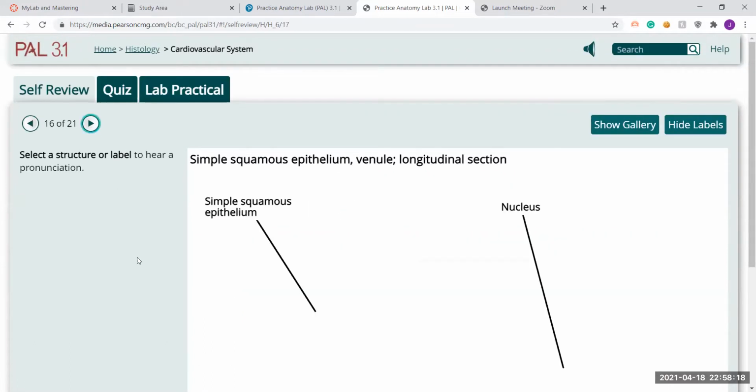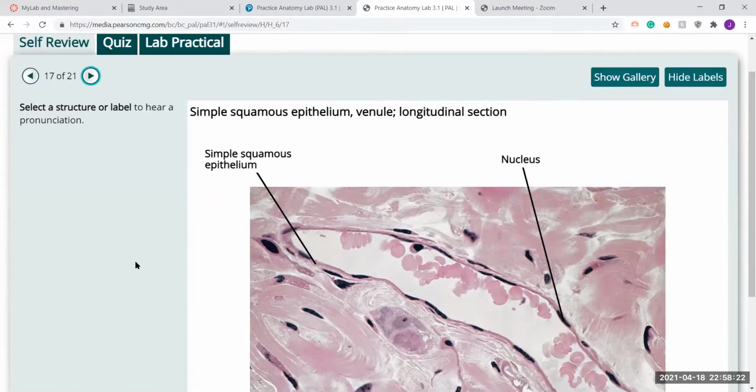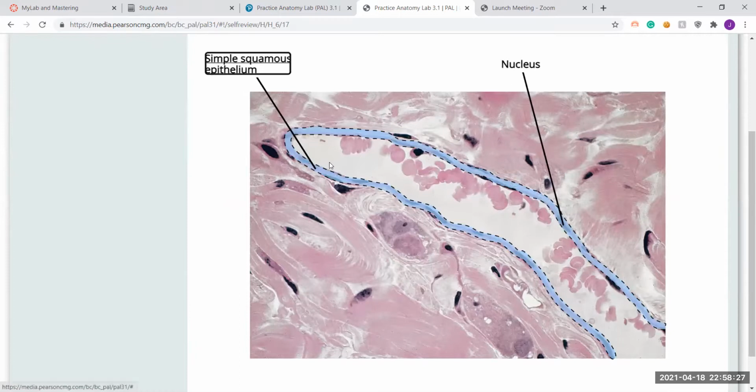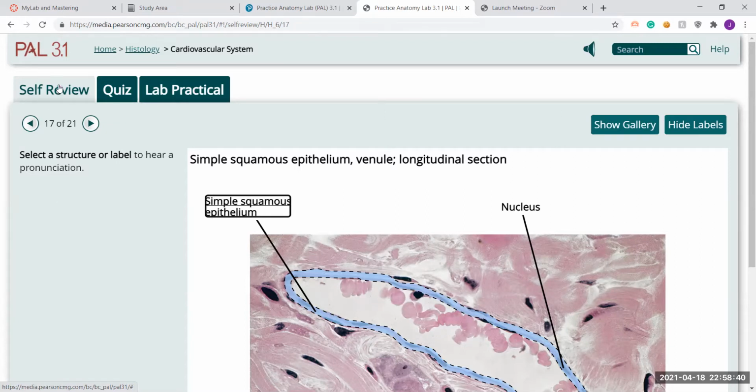This is the simple squamous epithelium of a venule, in longitudinal section of the small veins. There is only one cell thickness, and then blood, and these are the tissue. That's why these small venules can easily exchange gases and nutrients.